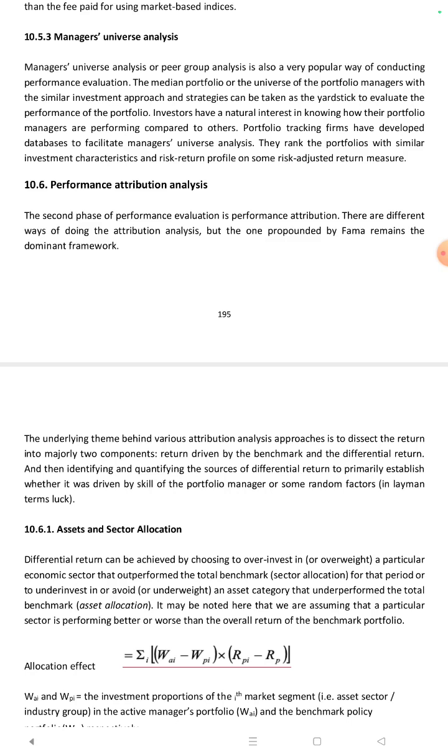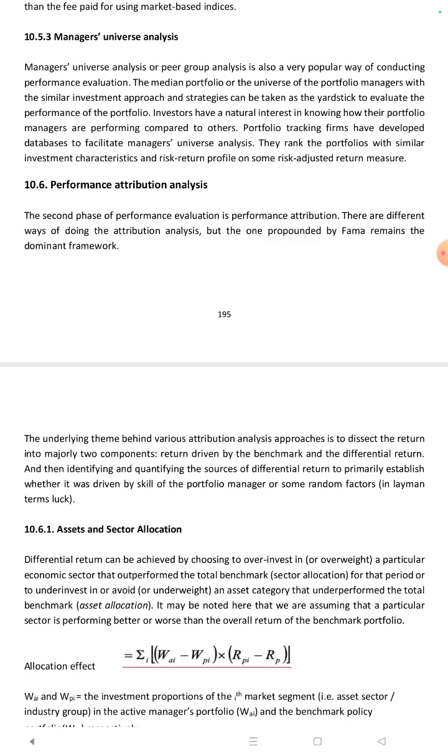Investors have a natural interest in knowing how their portfolio managers are performing compared to others. Portfolio tracking firms have developed a database to facilitate manager universe analysis. They rank the portfolios with similar investment characteristics and risk return profile on the same risk adjusted return measures.